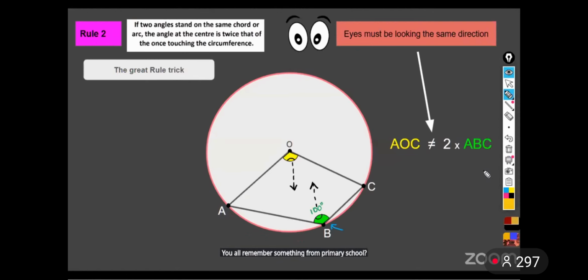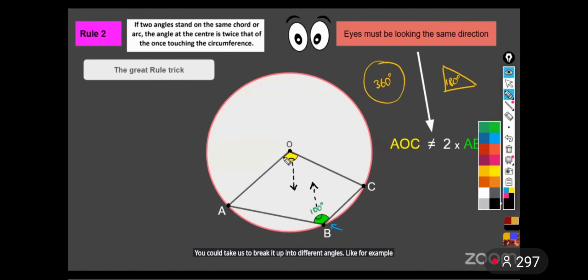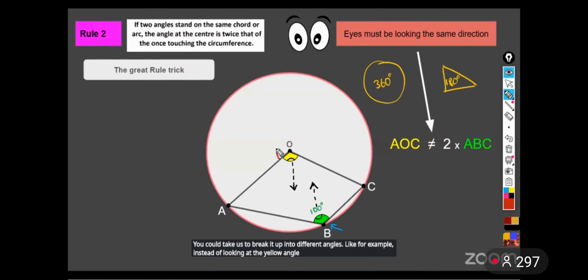How many degrees does a circle have? Like a full circle. We all know a triangle is 180 degrees, or all triangles. A circle, isn't it 360 degrees? All circles have 360 degrees. Do you all remember this, right? You could take a circle and break it up into different angles. Like, for example, instead of looking at the yellow angle, how about this angle here? Isn't there an angle behind this one? If I combine the red angle and the yellow angle, won't that be a full circle?